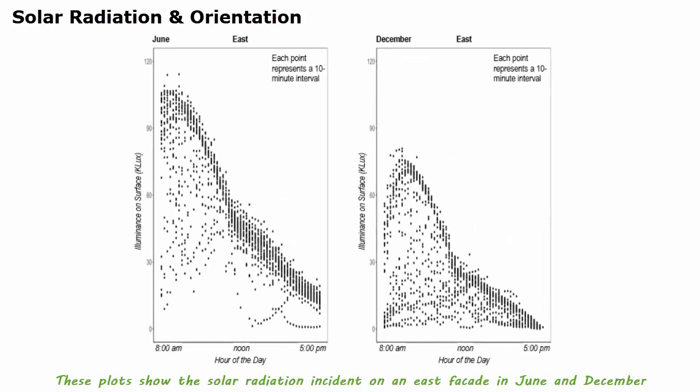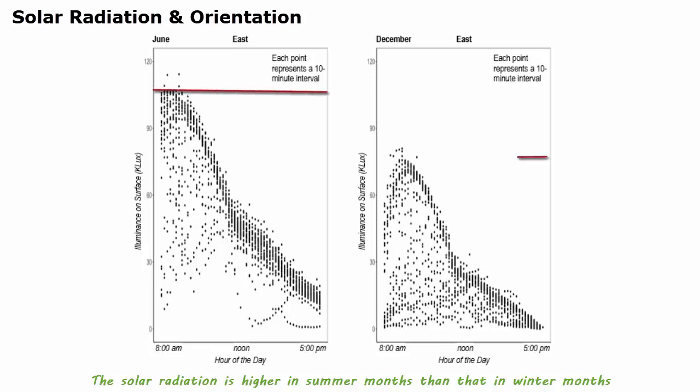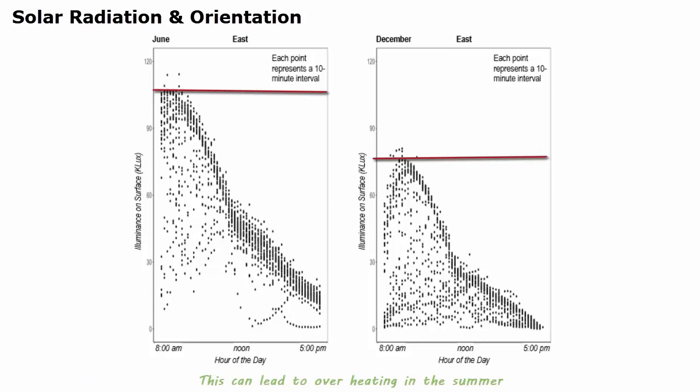These plots show the solar radiation incident on east facade in June and December. The solar radiation is higher in the summer month than that in winter month. This can lead to overheating in the summer.